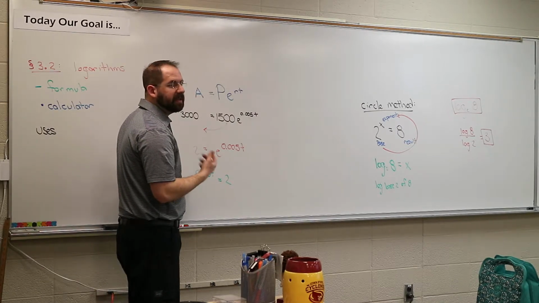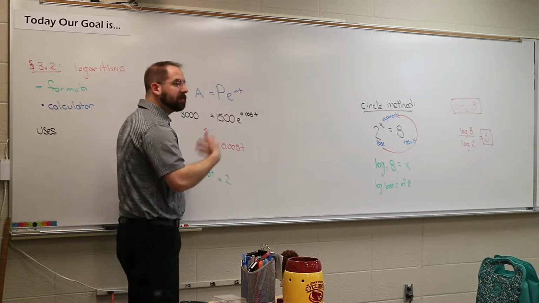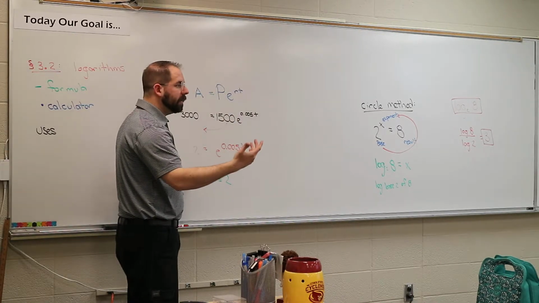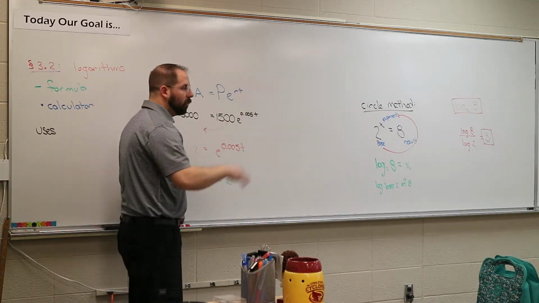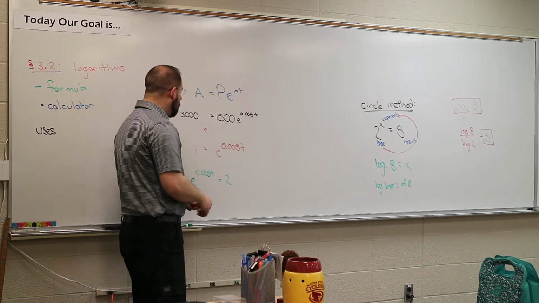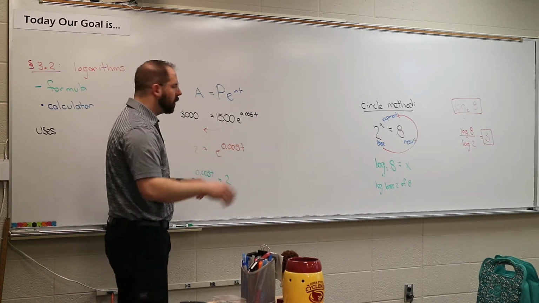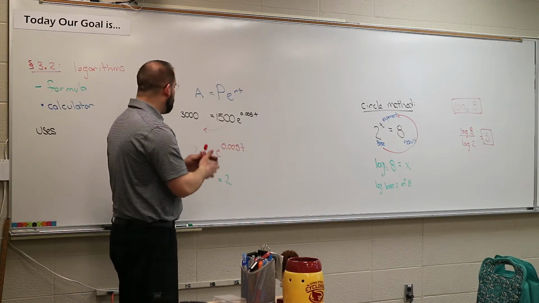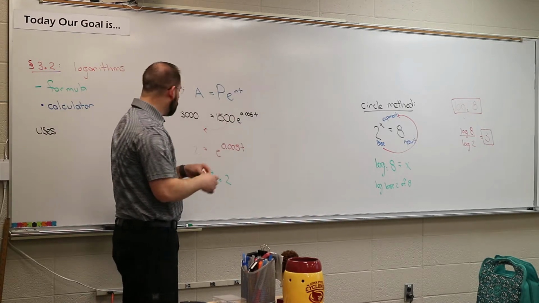Since it's using a base of e, there's a special type of logarithm that is automatically the natural log. It's called the natural log. It only works for natural numbers like e. But you can take the log of both sides, it still works. To save time, we just use the natural log key.